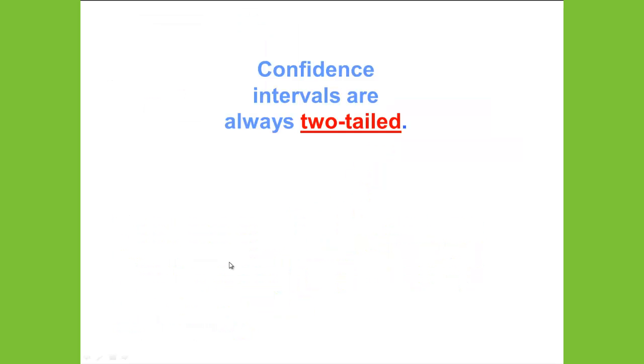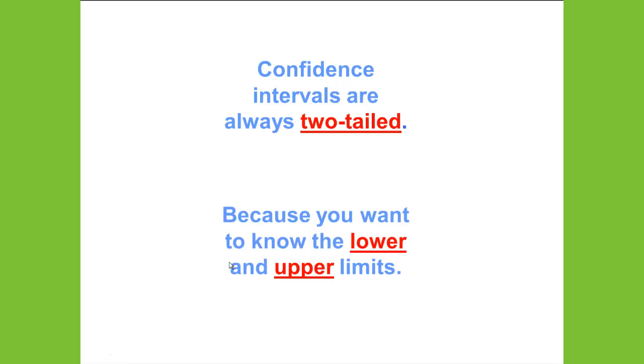Confidence intervals are always two-tailed because you want to know the lower and upper limits.